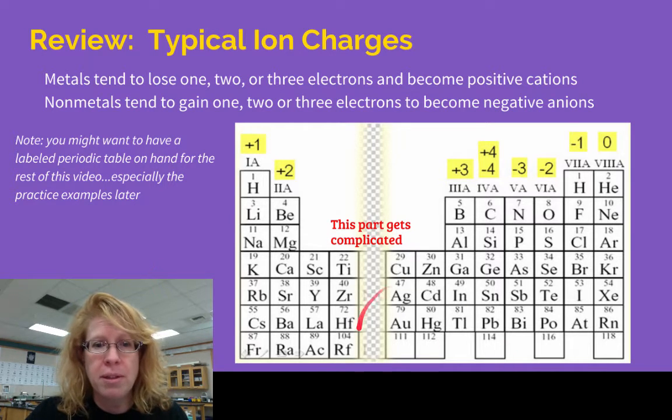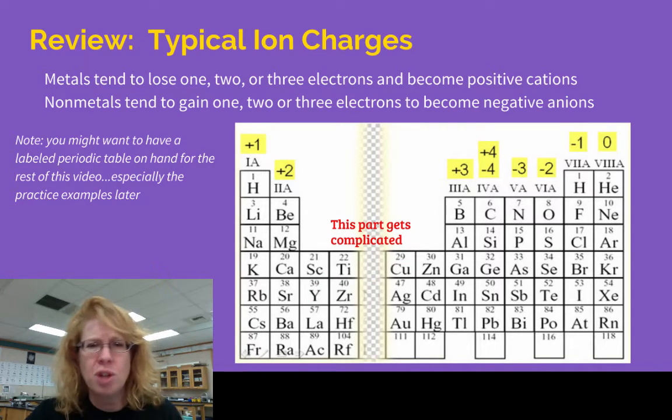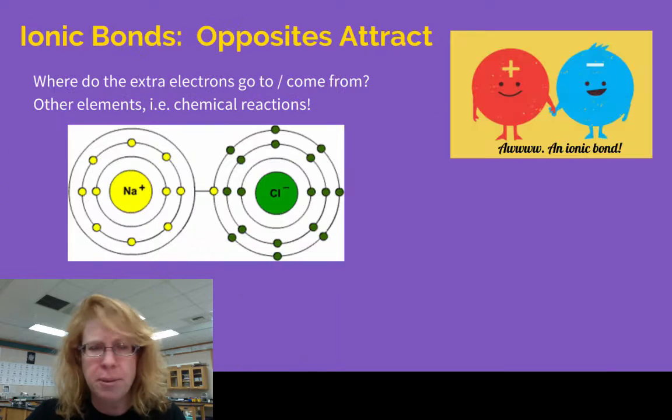We're not going to worry about the center part of the periodic table, those transition metals. They're all cations, but they've got a variety of charges, so we don't have to worry about those until the next chapter.